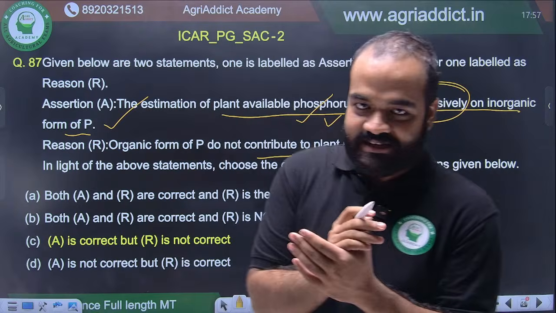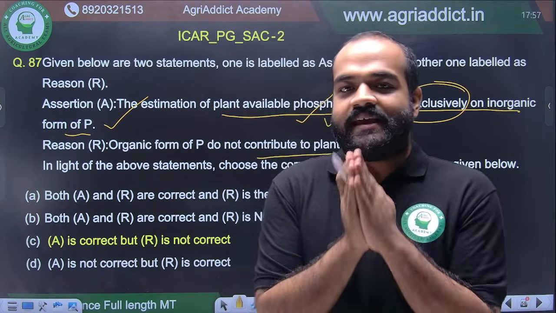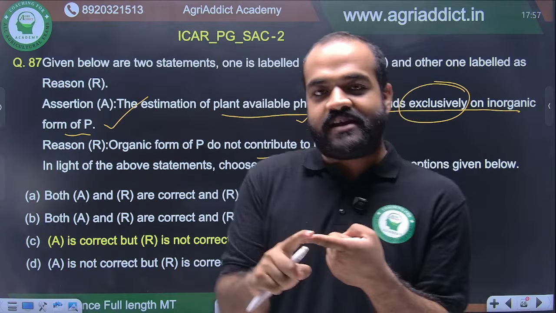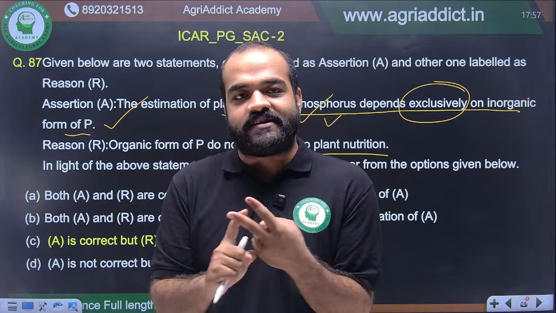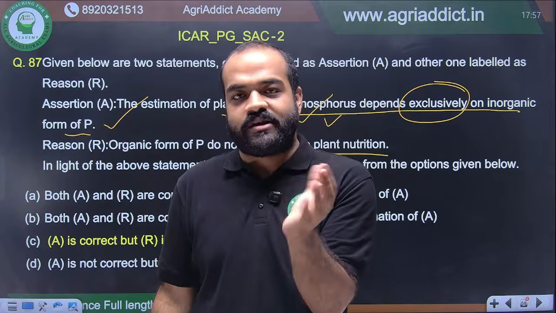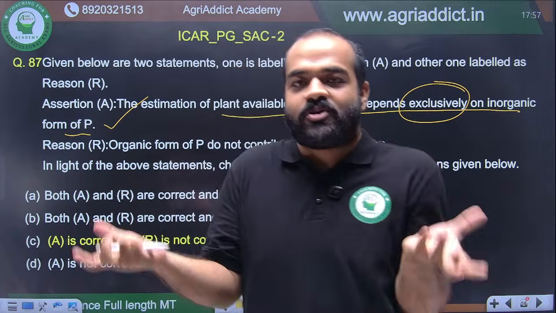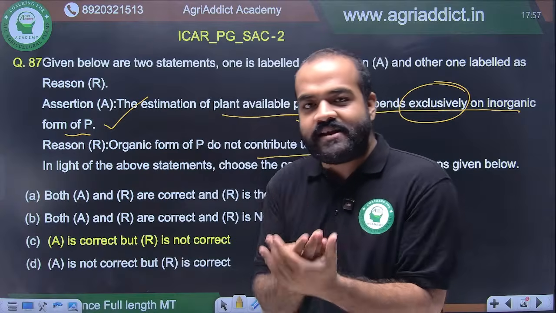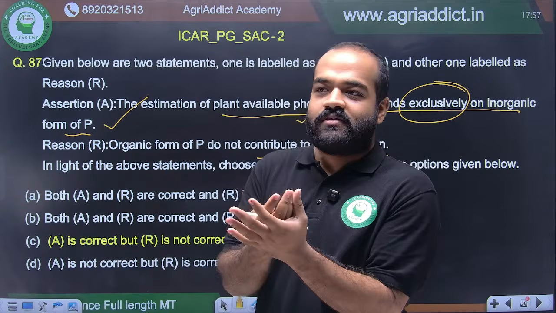How can you tell that? Because the phytin in the phosphate of the organic matter in our soil undergoes mineralization by the phosphatase enzyme, the phytase enzyme, and then it comes into the soil. Why would it not contribute to plant nutrition? It would definitely contribute to plant nutrition. If organic matter is in the soil, how can we ignore that?